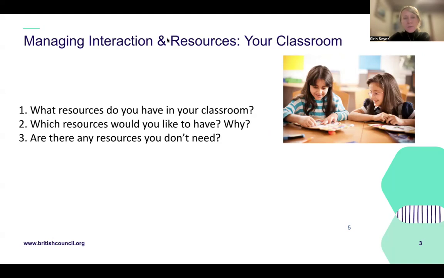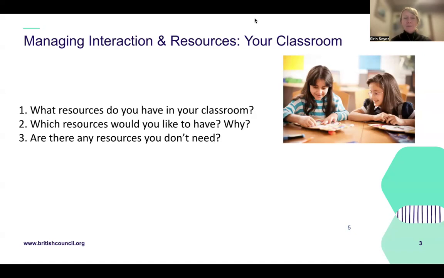Anything to add? Anybody to add? What other resources do you have that haven't been mentioned? There are two important resources I would like to hear. What are the two resources that are the most important that haven't been mentioned? Sufyan? Yes, I think the book and the student itself. Good. Yes, learners are the biggest resource.